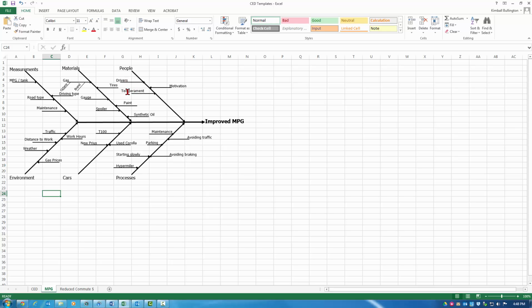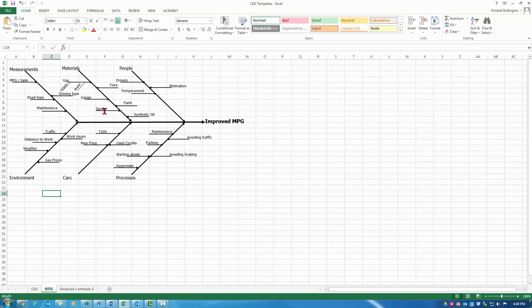So the drivers, the temperament of the driver, and the motivation. This could have been a subcategory. For instance, under gas, I put the octane that I use. Is it 87 octane? Is it basically regular unleaded, or is it unleaded plus? And the brand, does it make any difference if I use a ExxonMobil gasoline versus MAPCO or something like that?